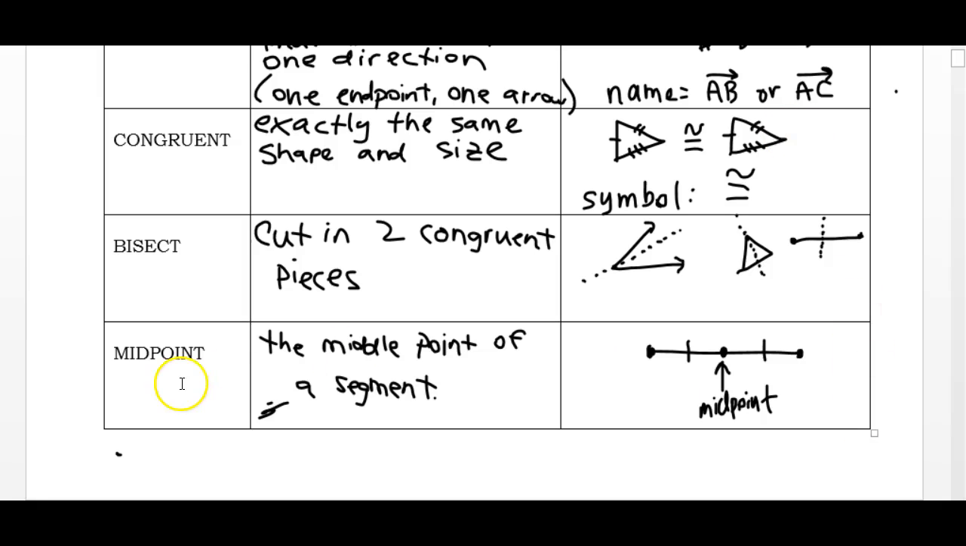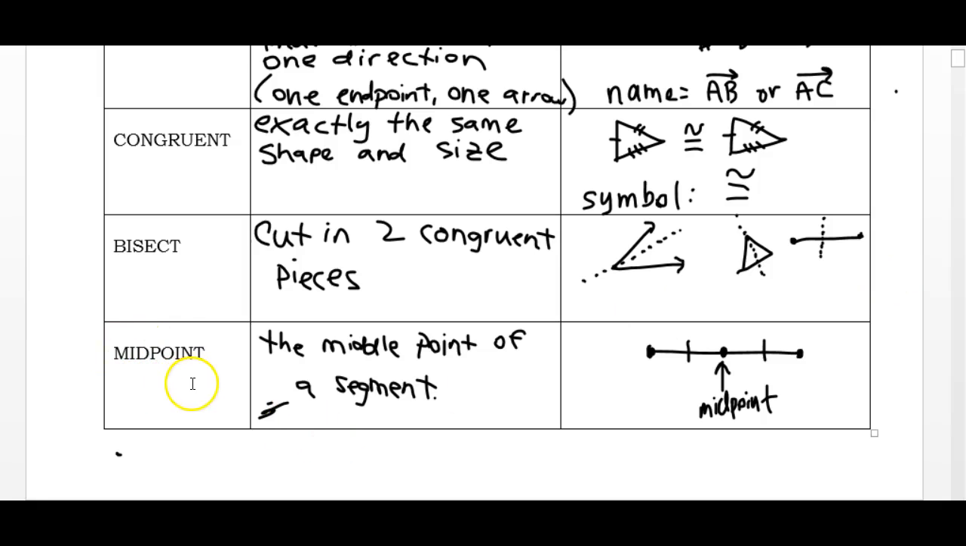so on. My next word is bisect. Bisect means to cut into two congruent pieces. So I have an angle here that I've bisected. I've cut it into two equal pieces. I have a triangle here that I've bisected. I've cut it into two congruent pieces. A segment that I've bisected just means cut in two.